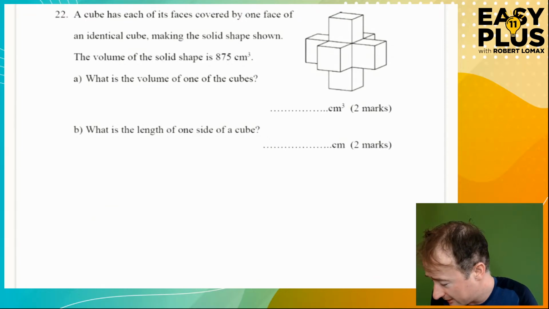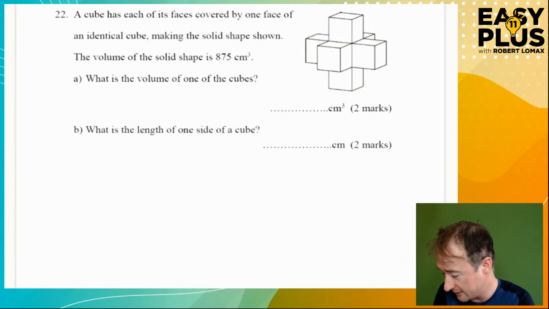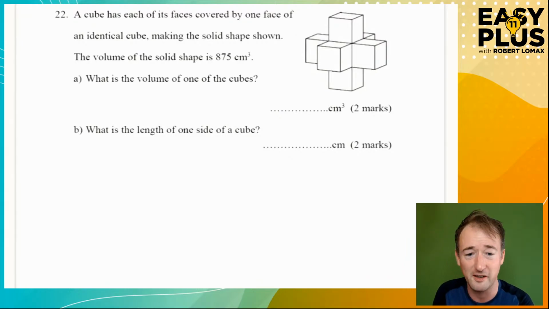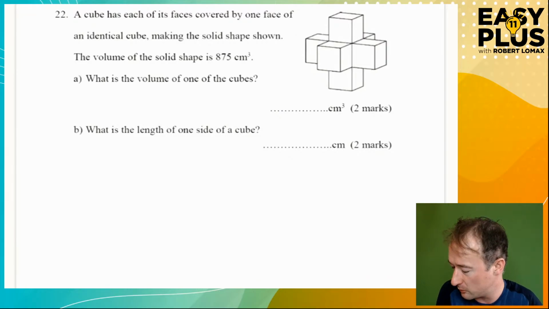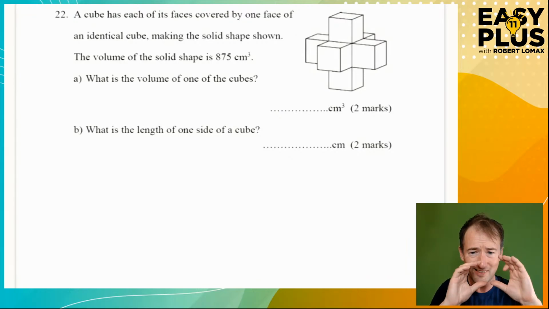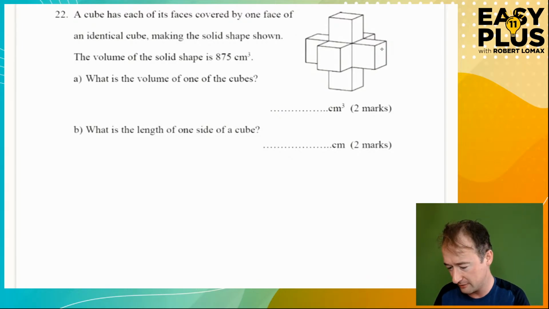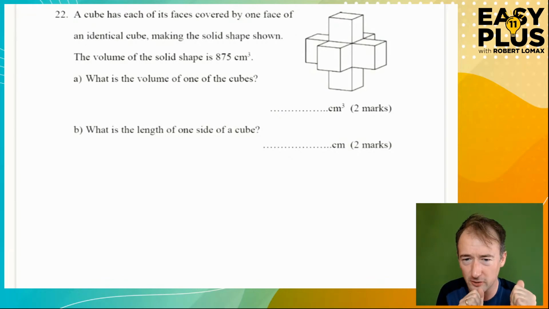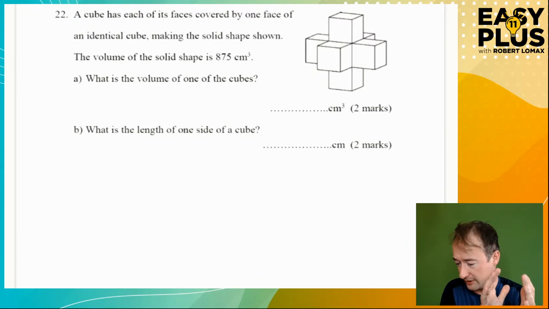Anyway, a cube has each of its faces covered by one face of an identical cube, making the solid shape shown. Okay, this thing people refer to as word questions, which, apart from questions with no words, doesn't really make much sense because all questions have words. But I see something like this and I sort of know what you mean, because it's really wordy and you have to work out what it's getting at. So a cube has each of its faces, you know what a face is, it's the flat bit like that, covered by one face of an identical cube. Okay, so each face of a cube has got another cube stuck to it, face to face, and that makes the shape shown.